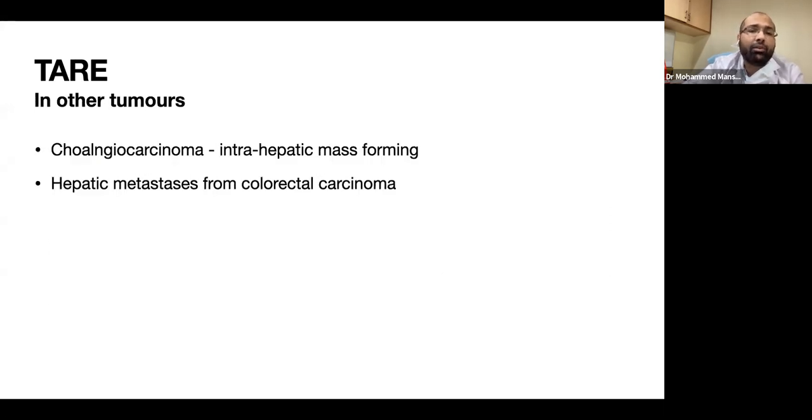Use of TARE in other tumors: it has been used in treatment of intrahepatic mass-forming cholangiocarcinoma, and it has also been used successfully in hepatic metastasis from colorectal carcinoma.